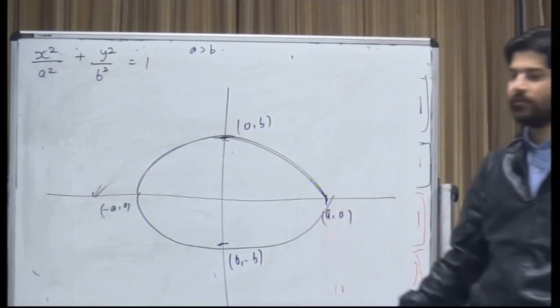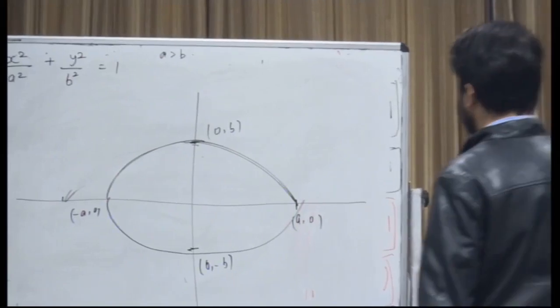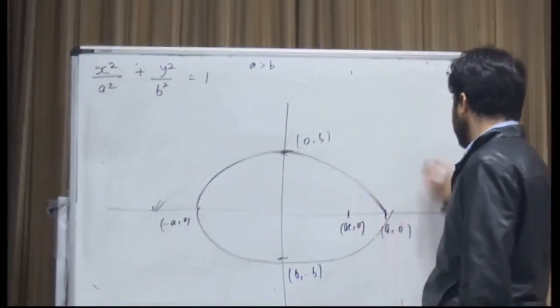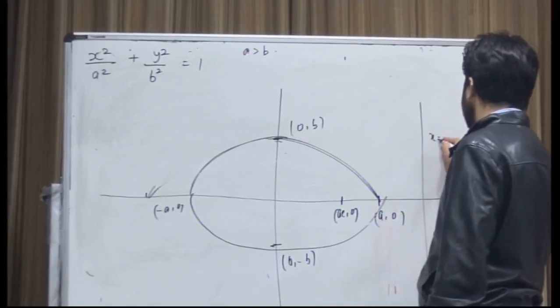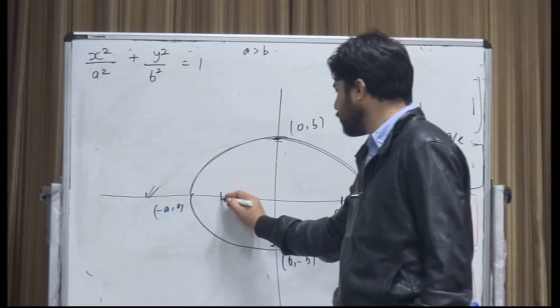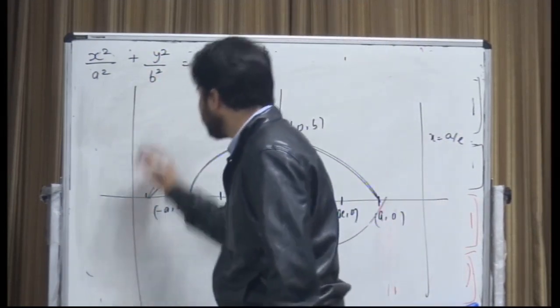This is going to be your ellipse, right? And then you will see this is your focus, AE comma, and this is your directrix. And similarly, this is going to be your focus and this is going to be your directrix.